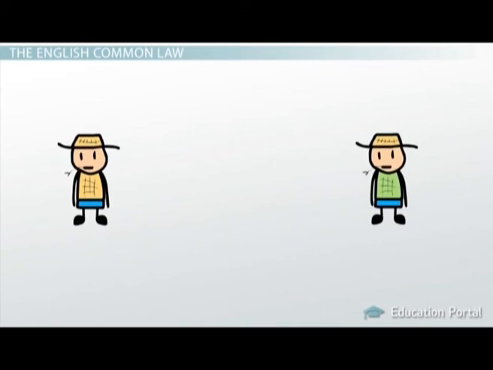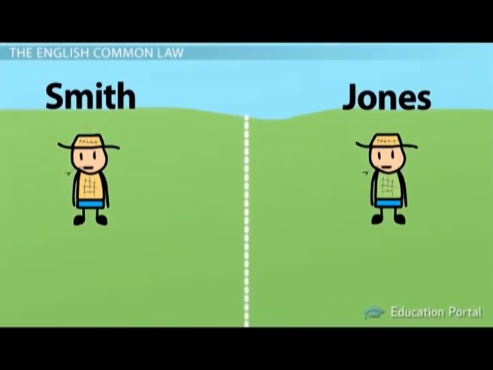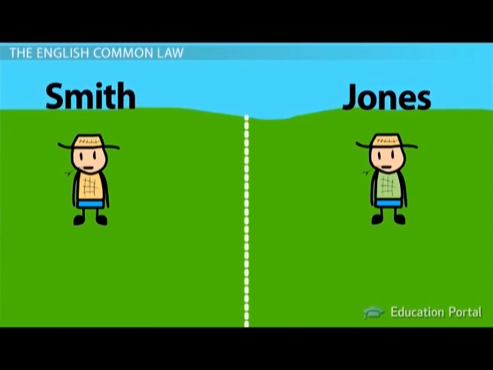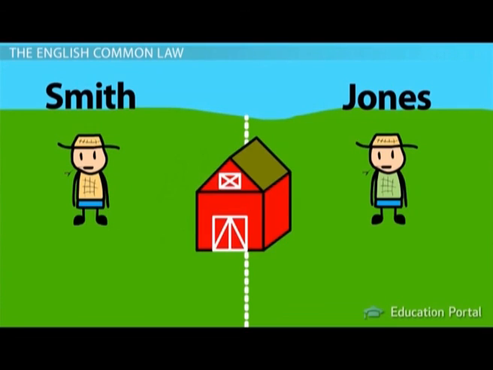For example, imagine that Smith and Jones own land adjacent to one another. Smith intends to build a barn on his own land, near his border with Jones. However, Smith inadvertently builds his barn on Jones's land. Jones claims ownership of the barn, and the two end up arguing their positions in court.